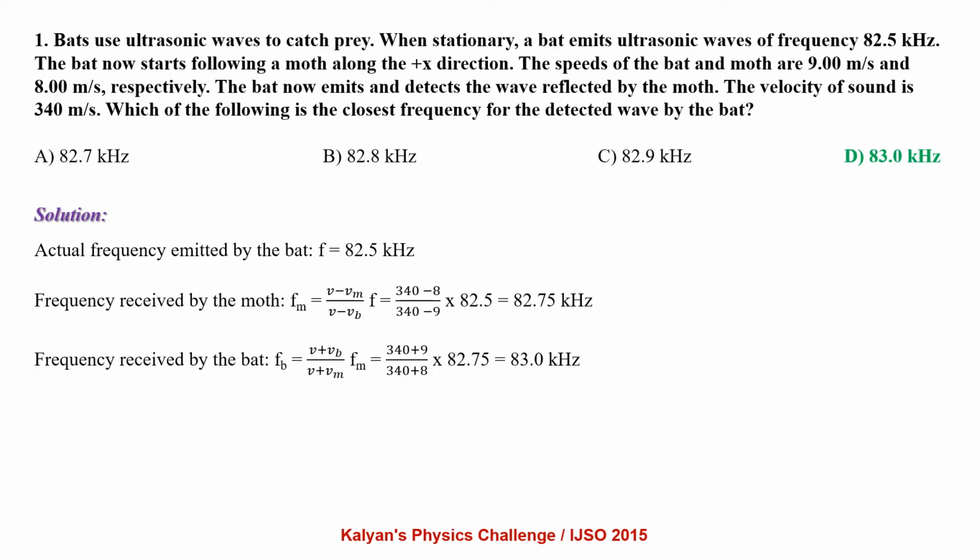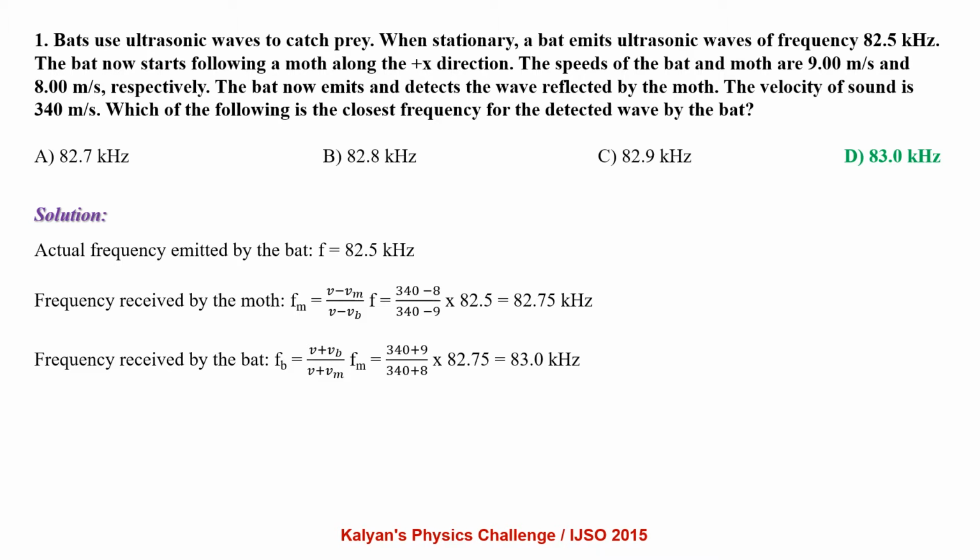Bats use ultrasonic waves to catch prey. When stationary, a bat emits ultrasonic waves of frequency 82.5 kHz. The bat now starts following a moth along positive x direction. The speeds of the bat and the moth are 9 meter per second and 8 meter per second respectively. The bat now emits and detects the waves reflected by the moth. The velocity of sound is 340 meter per second. Which of the following is the closest frequency for the detected wave by the bat?